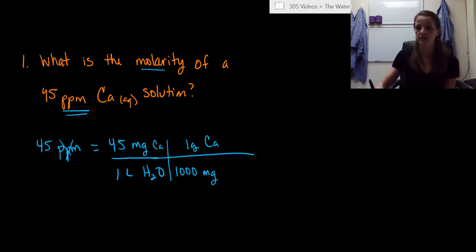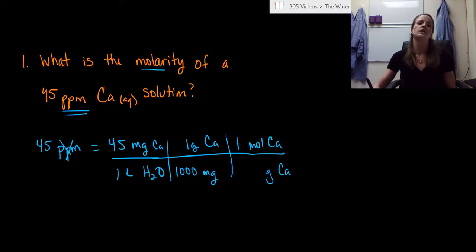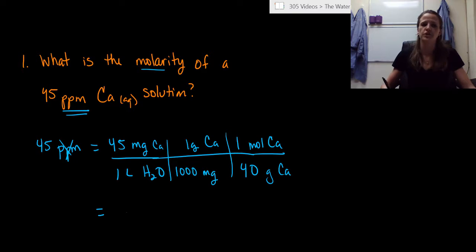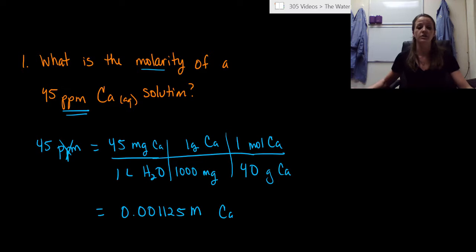We're still talking about calcium, but now we need to get out of grams and into moles. So we're going to put grams of calcium at the bottom and moles of calcium on the top, and this is where we use the molar mass or atomic mass off of the periodic table. Calcium has an atomic weight of about 40 grams per 1 mole, and if you type this all into your calculator properly, you should end up with a molarity of 0.001125 molar for our calcium solution. So there's your molarity. Next question.